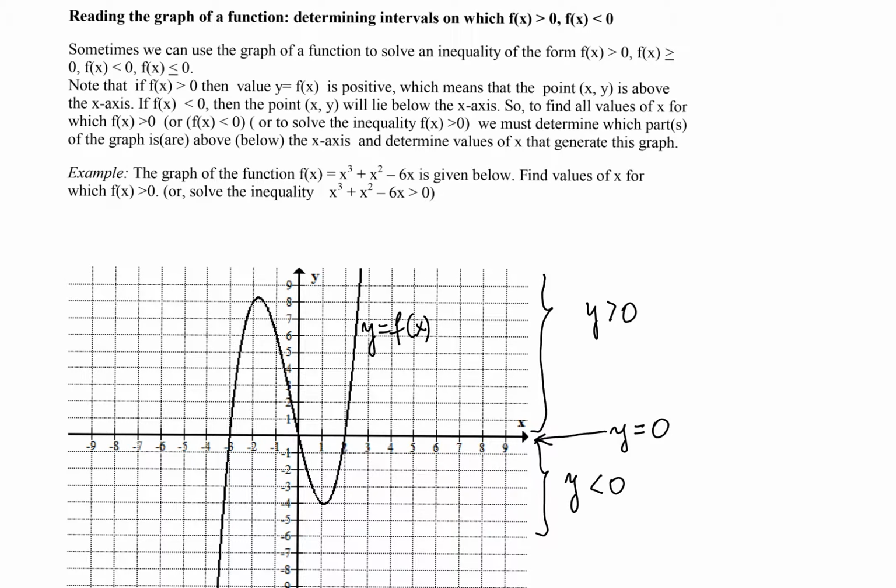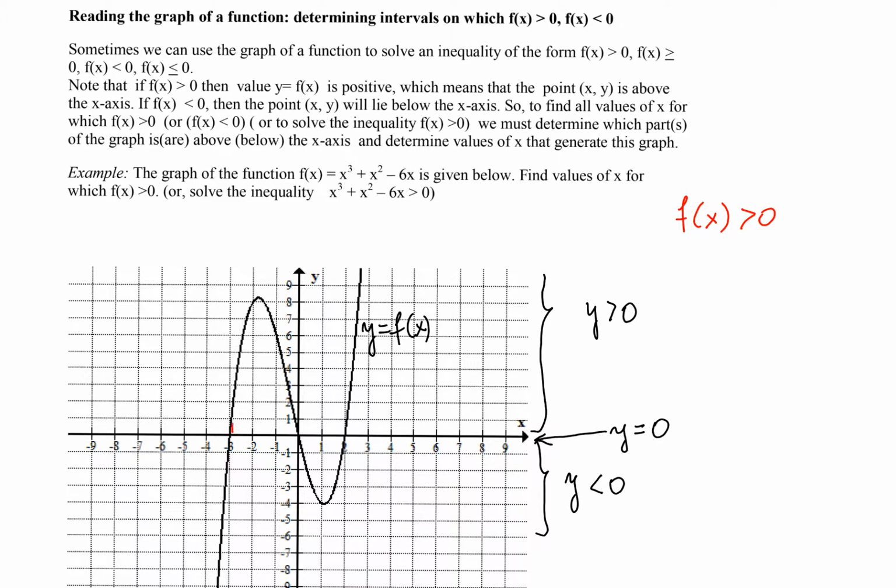So if I have a graph of the function and I want to find the intervals for which f of x is positive, for example, I will have to identify the parts of the graph that have positive y coordinate and figure out what values of x make this part of the graph. So, for example, in our case, I'm looking for the solution of the inequality f of x is greater than 0. So I'm looking on the graph for the parts of the graph that have f of x, or y, greater than 0, and therefore above the x-axis.